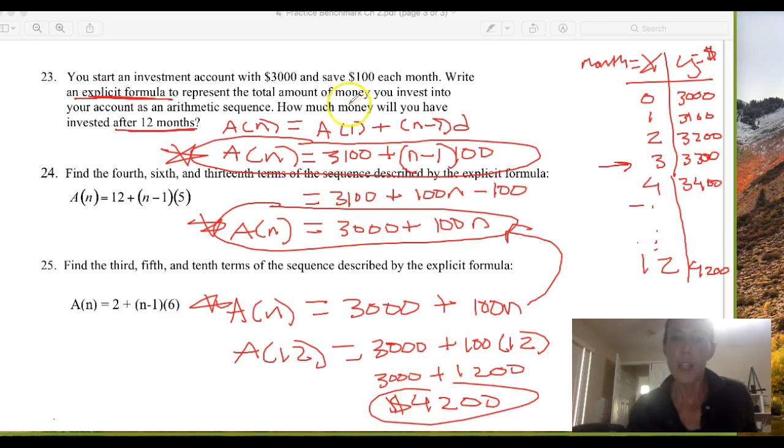All right, guys, just be careful. Your first term isn't always the term they give you. That was the zero term. Our first term, the first month, is actually 3,100. A lot of students put this as their first term. They put the 3,000. That's actually your zero term.